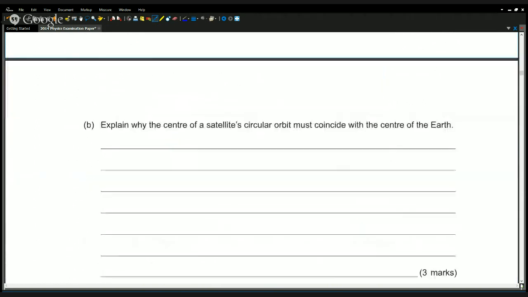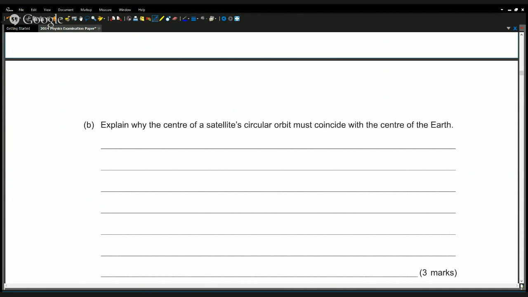Explain why the center of a satellite's circular orbit must coincide with the center of the Earth. All right, now I'm not going to write things out too much in paragraph form when I write these answers because it's just too difficult. So I'm going to make dot points. But just remember, you need to be writing things out in sentence form, particularly with your extended response question. These short answer explanation questions, you can probably get away with dot points, but not in your extended response.